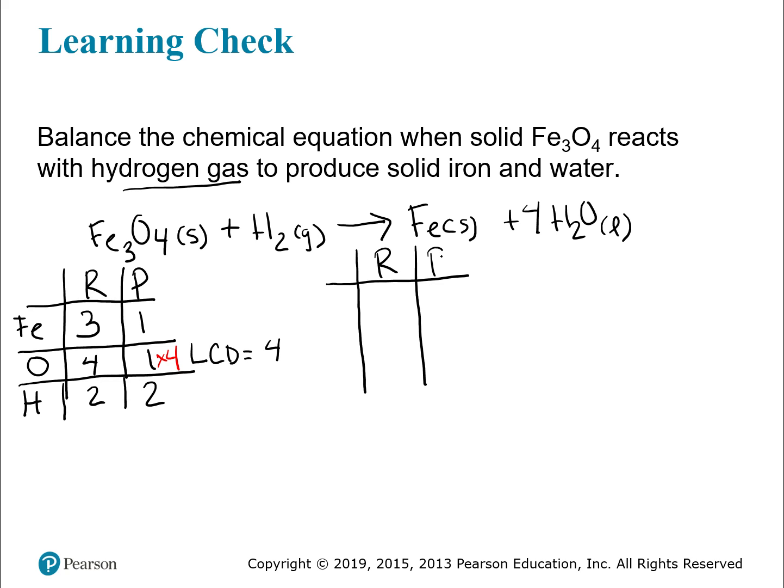By putting that 4 in front, we've changed more than just the number of oxygen atoms. We've also changed the number of hydrogen atoms on the product side. So we haven't touched the reactant side. We haven't touched the iron on the product side. But we have certainly done something to the oxygen. We now have 4. And now we've got 4 times 2 hydrogens, which is 8. So by balancing the oxygen, we unbalance the hydrogen.